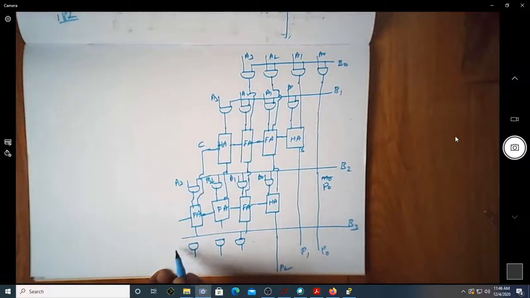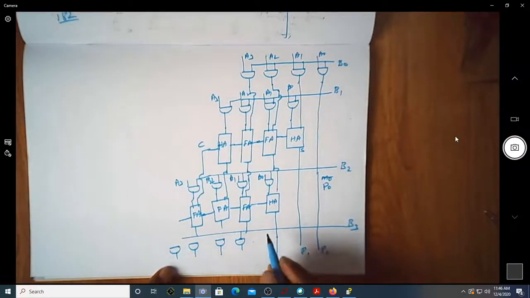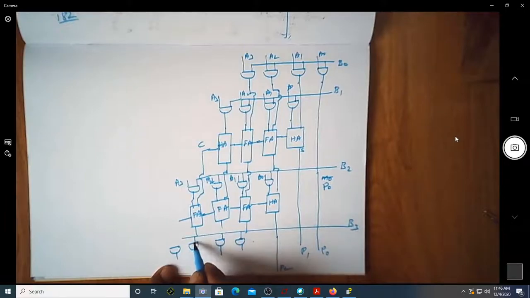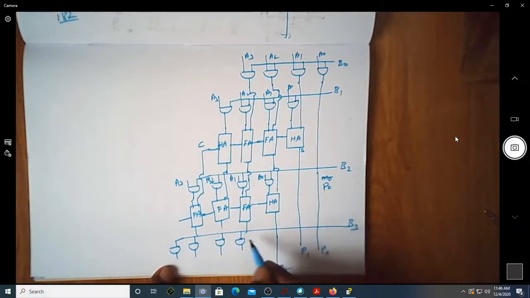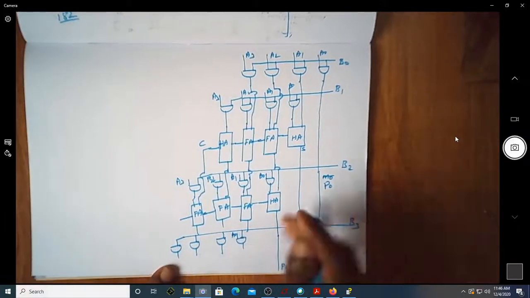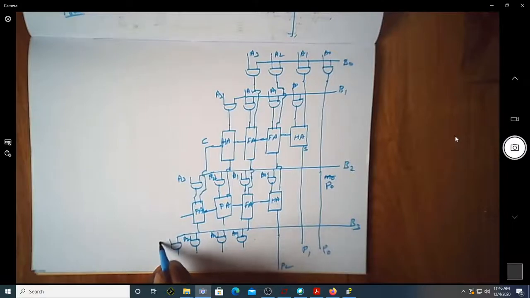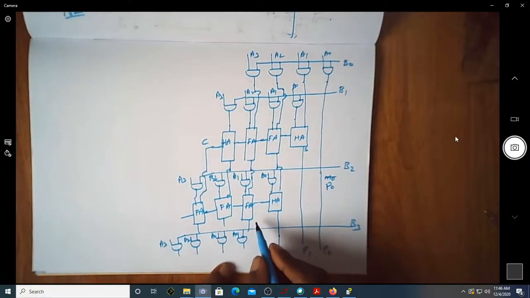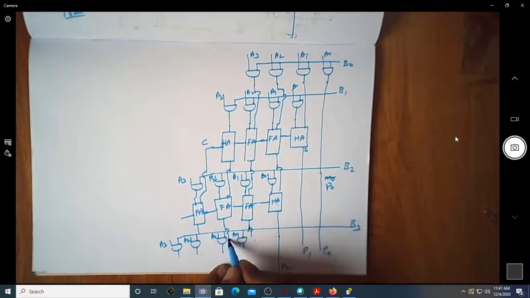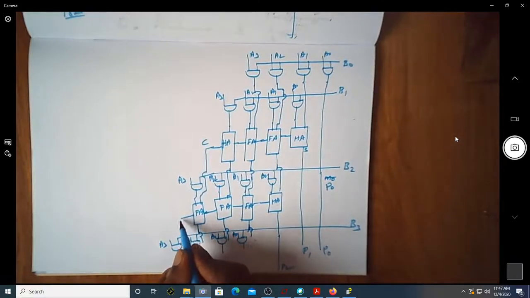This is ANDed with this. I want to have one more AND. So this is AND of B3 with A0, B3 with A1, B3 with A2, B3 with A3. Since we have these sums which are coming from here, and this is the final carry whatever you have.